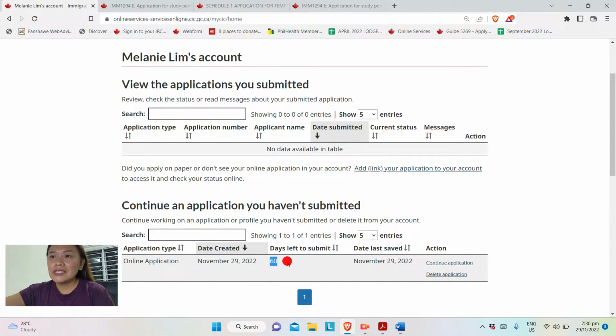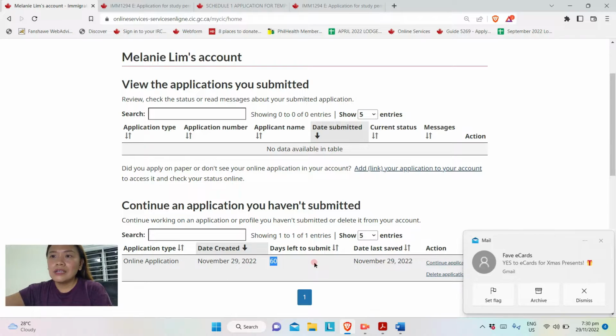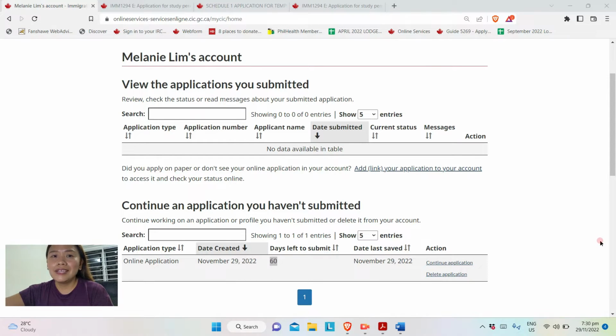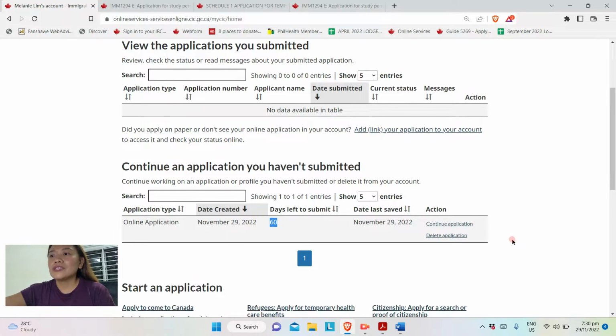They won't see what you have uploaded and all that, not until you submit it. So you have 60 days to submit it. If not, then it will be erased. So you have to do it all over again from the beginning. Okay, so you can continue application.